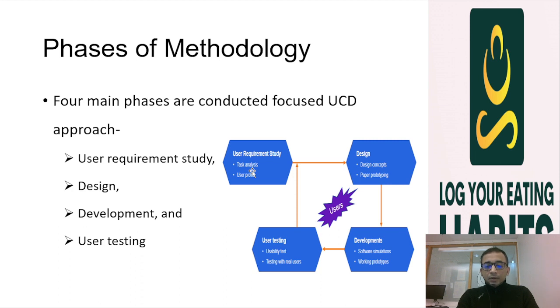And finally, after developing this, we go to the user testing, which is usability testing with real users. As you can see, this is an iterative process. In every iteration, we get feedback from the users in the user testing, and then we go back to the design and then the development. So this is the UCD approach, and the main focus is the user.